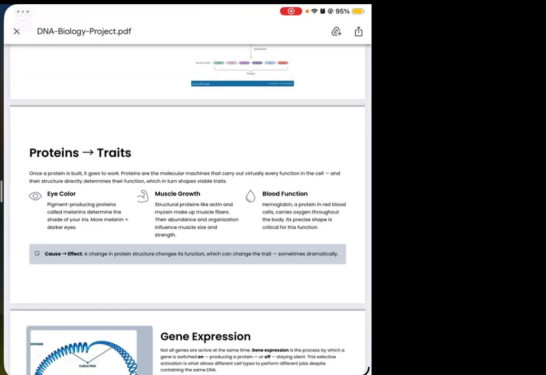Protein trait. The sequence of DNA determines the amino acid sequence of a protein. The structure of the protein determines its function, and this function leads to observable traits. Requirement covered: how this leads to observable traits.